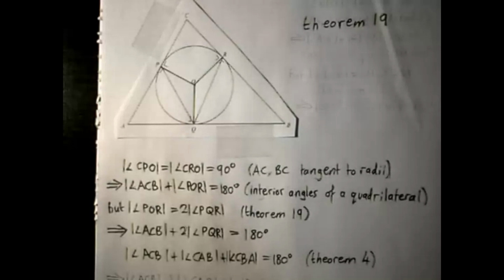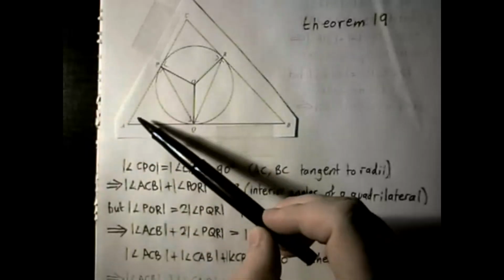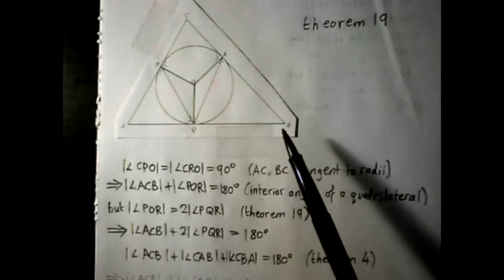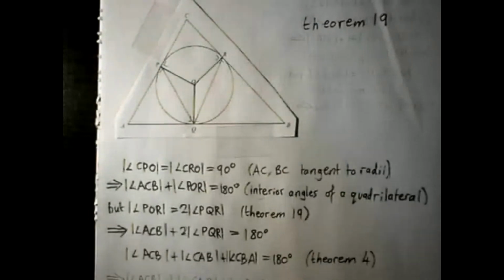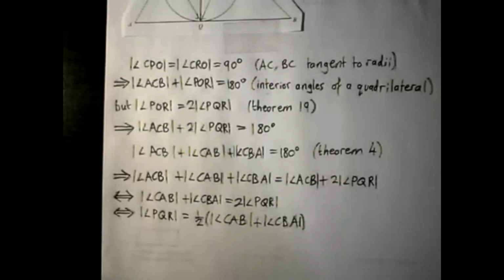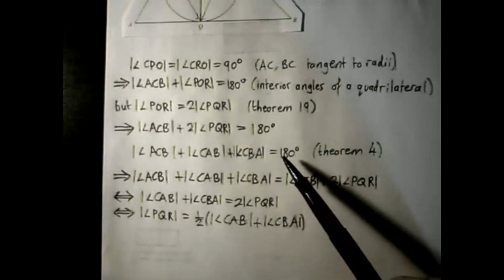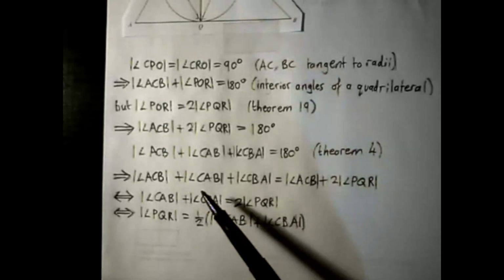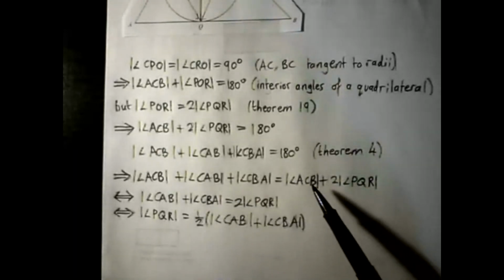On a side note, I know that these three angles here, the vertices of the triangle, all add up to 180 degrees. That's the interior angles of a triangle add up to 180 degrees, and that's also known as Theorem 4. I know then, because these two statements are both equal to 180 degrees, they must then be equal to each other. So that's what this statement is here.